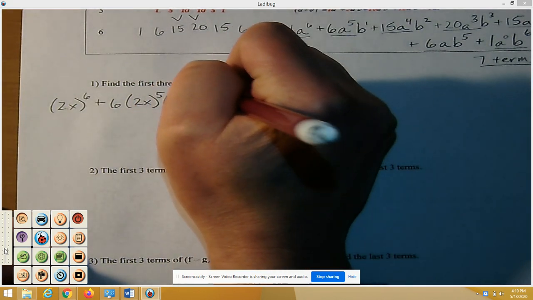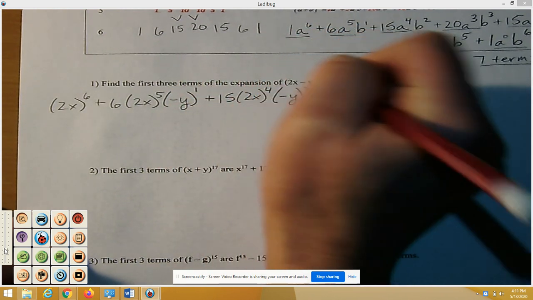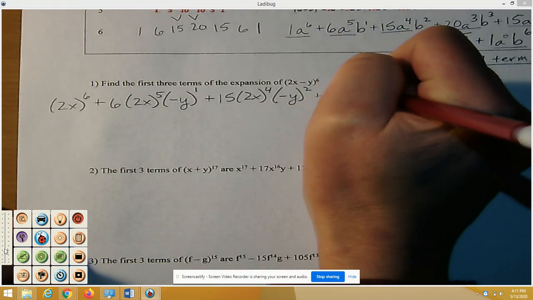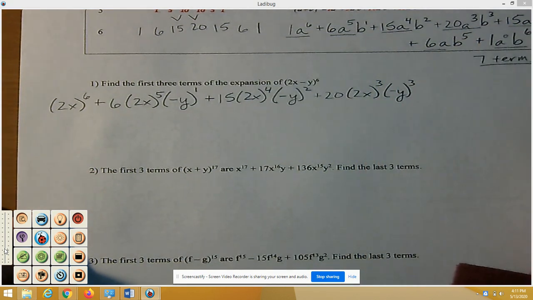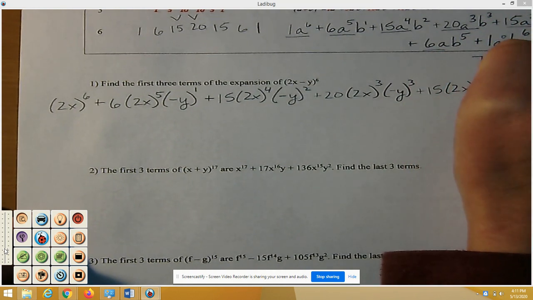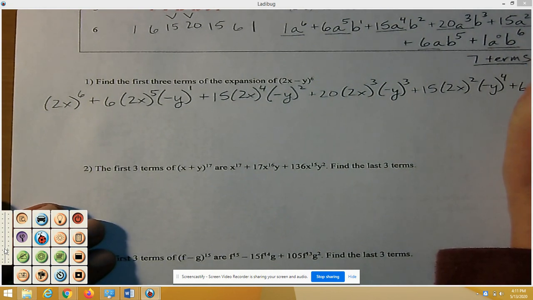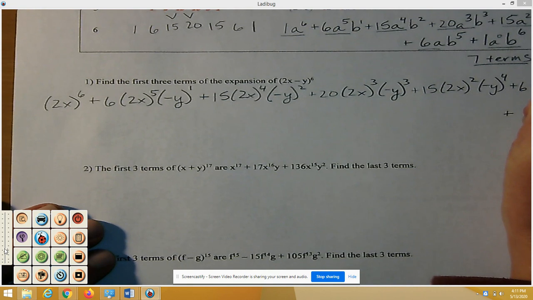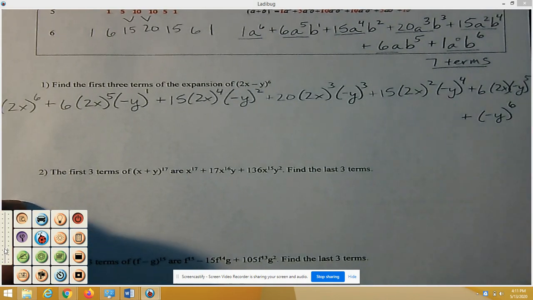Okay, and now I'm going to have the 15, the 2x to the power of 4, the negative y squared, and now I'm going to have the 20, so plus 20, 2x to the power of 3, negative y to the power of 3, and now I'm going to have the 15, so plus 15, and now 2x to the power of 2, negative y to the power of 4. I'm really running out of room here. Plus 6 times 2x times negative y to the power of 5, and I didn't make it, and then plus negative y to the power of 6. Sorry, I guess I cut that off a little bit. Okay, and now we're going to do those all out.